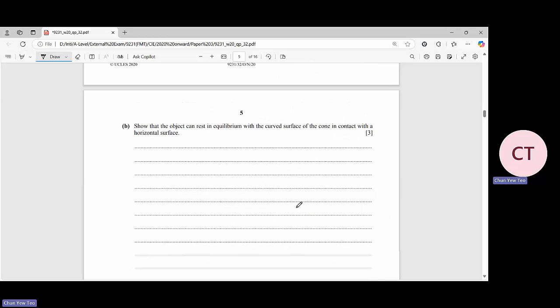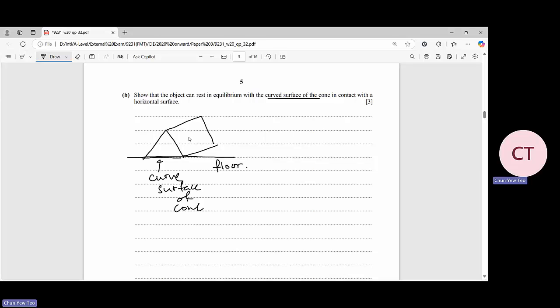Now we move on to part B. Show that the object can rest in equilibrium with the curved surface of the cone in contact with the horizontal surface. Okay, so over here, the cone is at rest. This is the curved surface of the cone. This is the surface, this is the floor.